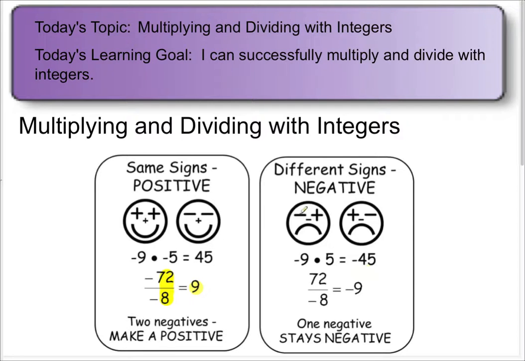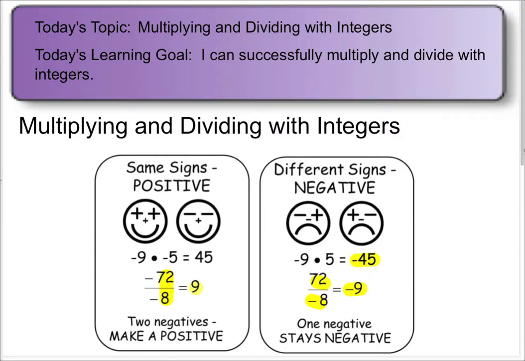Now look over here, if we have different signs, they're not happy. Different signs are sad signs. So if we've got a negative multiplied by a positive, our final answer is a negative answer. And here, two different signs. This is a positive 72 on top and a negative 8 on the bottom. So the signs are different, so it's negative. So this says two negatives make a positive, one negative stays a negative.